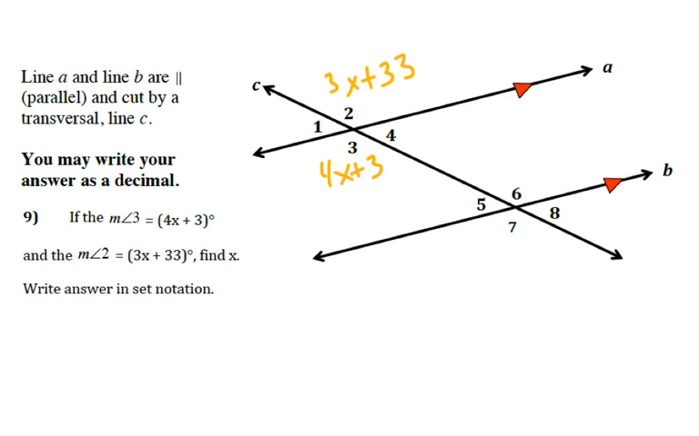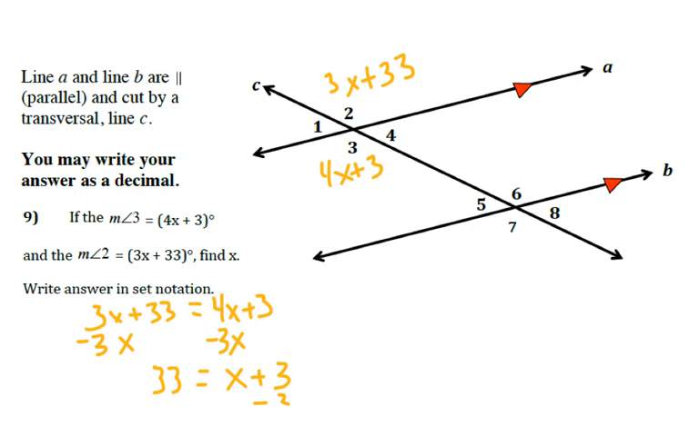Angle 2 and angle 3 are vertical angles, which means that their measurements are equal. So we're going to set these two equal. So we have 3x plus 33 equals 4x plus 3. And let's go ahead and get the variables to the same side. So we'll subtract 3x from both sides of our equation, which gives us 33 is equal to x plus 3.